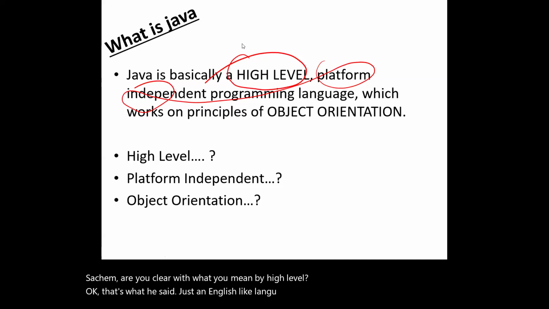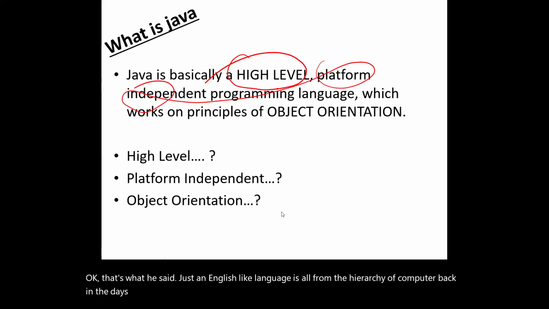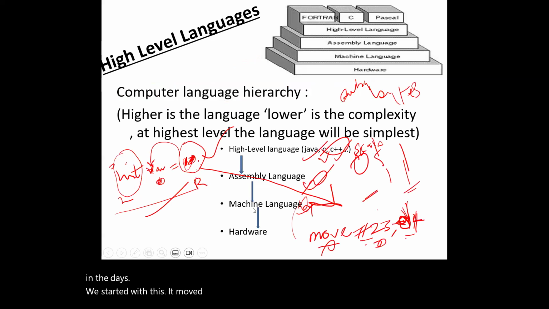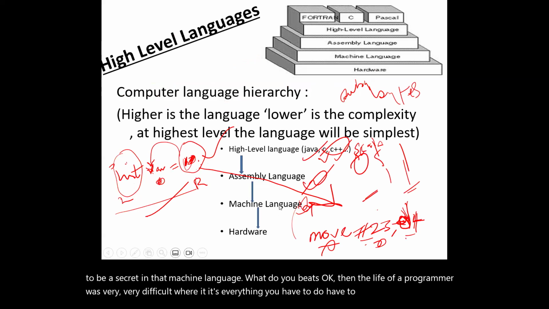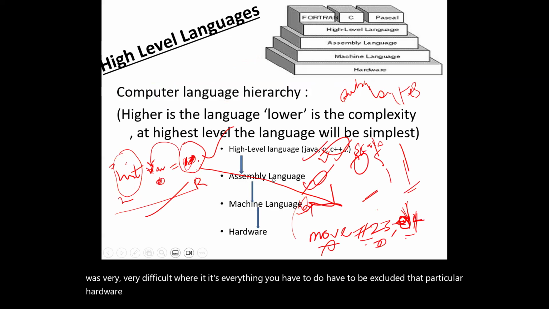It's all from the hierarchy of the computer. Back in the days, we started with this, and it moved up this hierarchy. Anything you do in machine language, you have to execute only in bits. Then the life of a programmer was very, very difficult, where everything had to be executed on that particular hardware. Then came the assembly language.